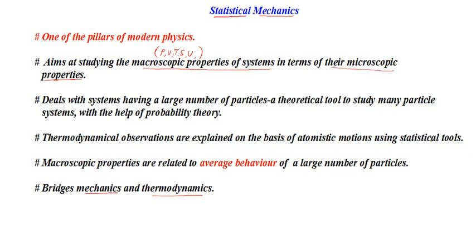Now let's see why statistical mechanics is needed. Statistical mechanics basically deals with systems having a large number of particles. That is the thing to be understood. When I say a large number of particles, there is some lack of clarity there. How large is it? Do I mean 100 or 1000 or say a million or a billion? All these are large, right?